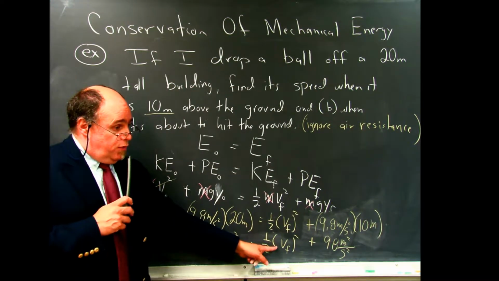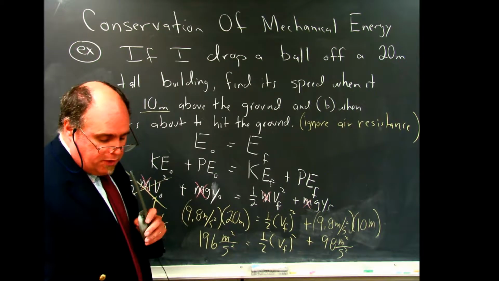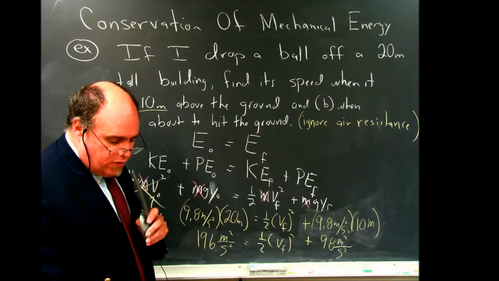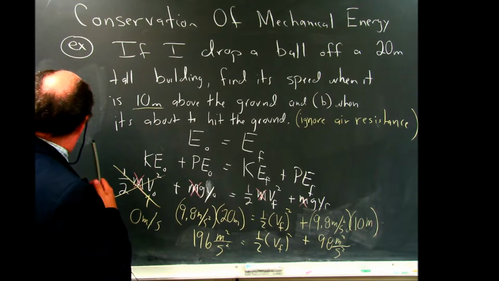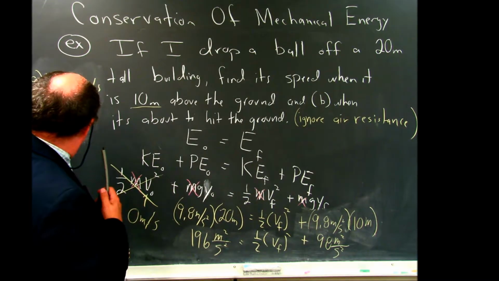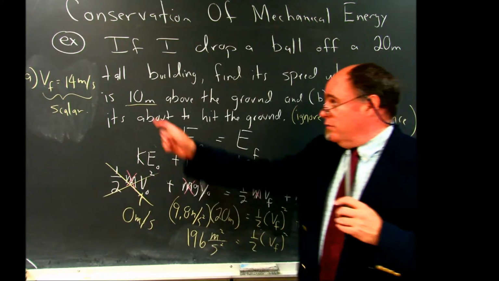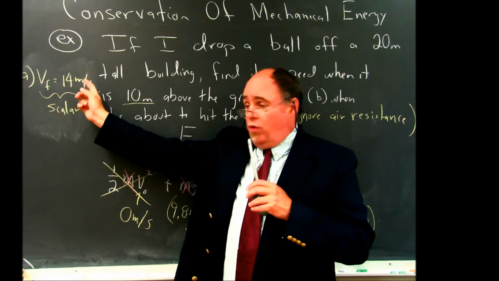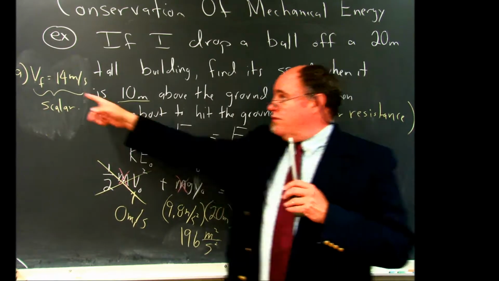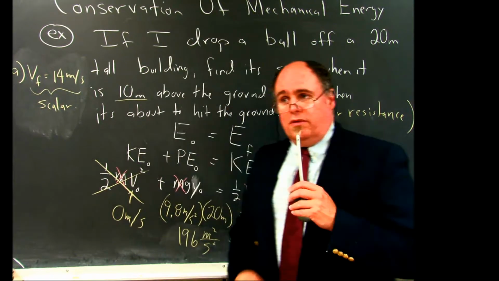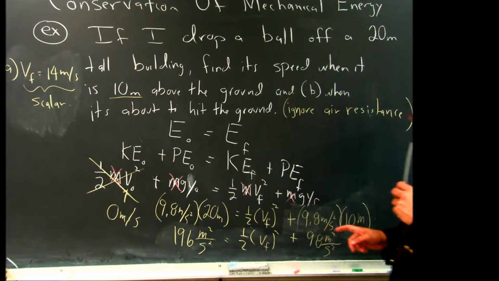So you just have to solve this for V final. If I subtract 98 from both sides, I'll get 98. Multiply both sides by 2, and then take the square root of both sides. So for part A, V final is 14 meters per second. That's a scalar. Scalar means that there's no direction associated with it. Yes, velocity is a vector, but this chapter deals with scalar numbers. So this thing is falling with a speed of 14 meters per second when it's at a height of 10 meters above the ground.